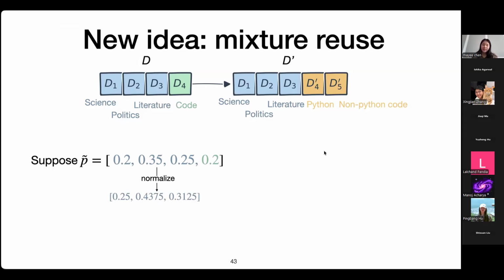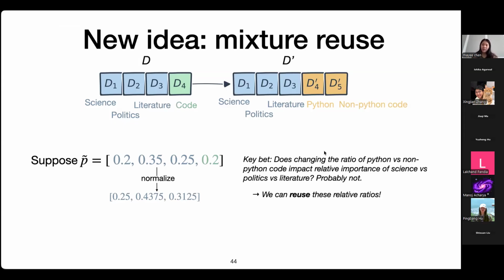And let's take a closer look at the normalized ratios of the first 3 domains, which are not impacted by the partition at all. The core bet we make in this mixture reuse idea is that these normalized ratios are still good to use after code is partitioned. So basically, we're assuming that the fact that we now have Python versus non-Python to mix over is not going to change the relative ratios of science versus politics versus literature.